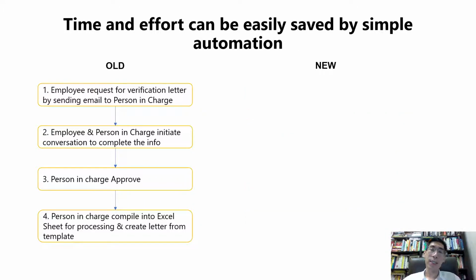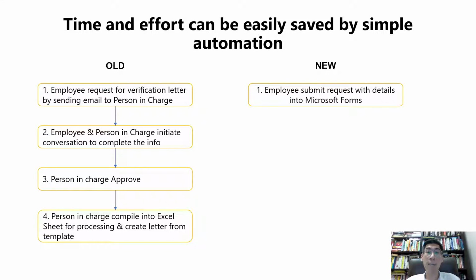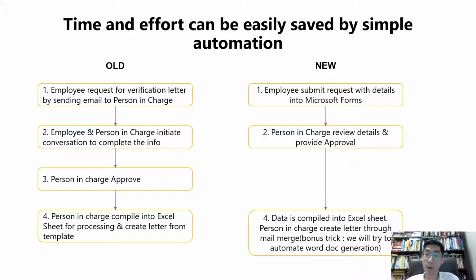And what can we do in this case when we want to automate things? We can easily digitize this, right, through the following steps. The first one is that we can get employee to submit their request with the details into Microsoft Form, right? And the person in charge can then review the details and provide approval through email without manual hard copy. And lastly, data is compiled into an Excel sheet. In most cases, you can use the mail merge, right, to create that said document. But for this case, today we're going to use the Word document automation to immediately create the Word document after approval by the HR person.